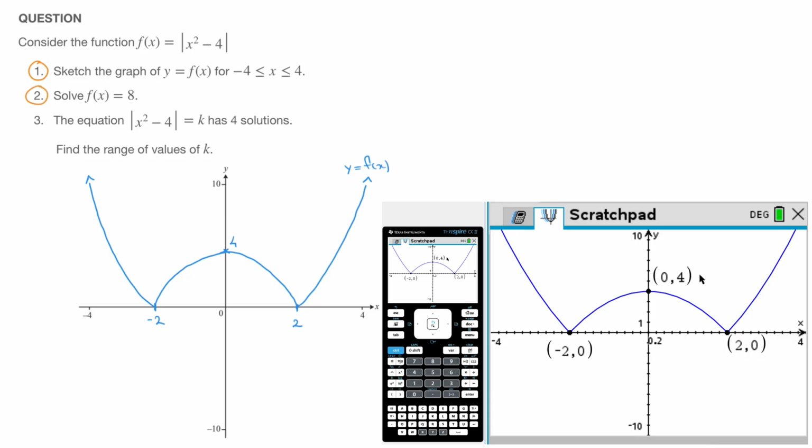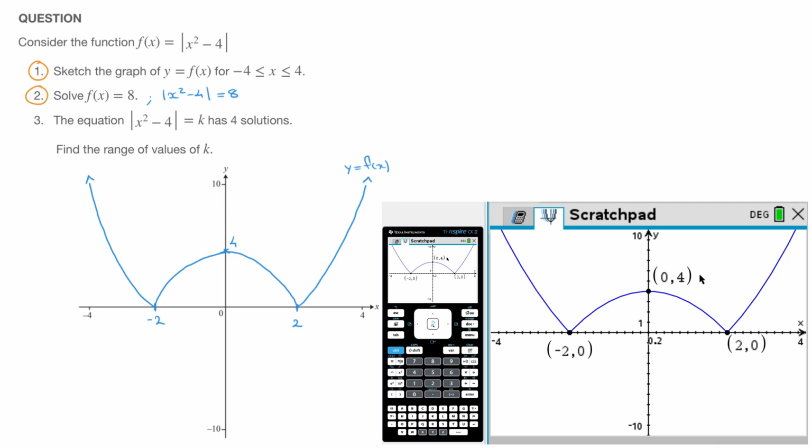Now in question 2, we're told solve f of x equals 8. Okay, well technically since f of x is equal to the absolute value of x squared minus 4, solving f of x equals 8 is the same thing as solving the absolute value of x squared minus 4 equals 8. And to solve this equation, we'll use a graphical method.